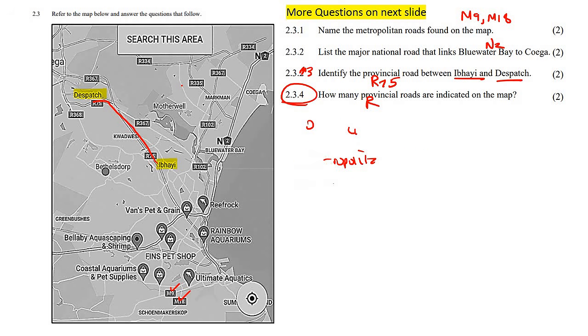This one says, how many provincial roads, remember provincial is with an R, are indicated on the map? Okay, so let's go see what we can find. Let's take away all of this, and we'll just highlight. So we've got R368, R75, R367, R334.